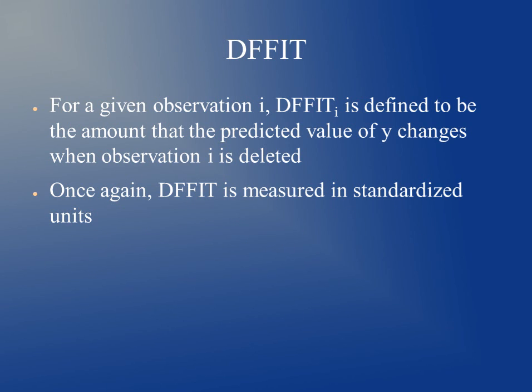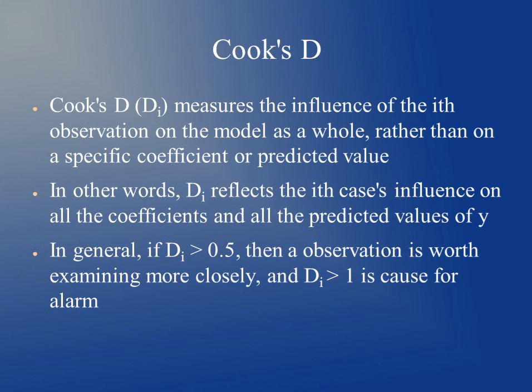DFFIT is defined to be the amount that the predicted value of y changes when an observation i is deleted. So once again, it's measured in standardized units. So do we have any questions on the hat statistic or DFBETA and DFFIT before I go on to another tool we have?